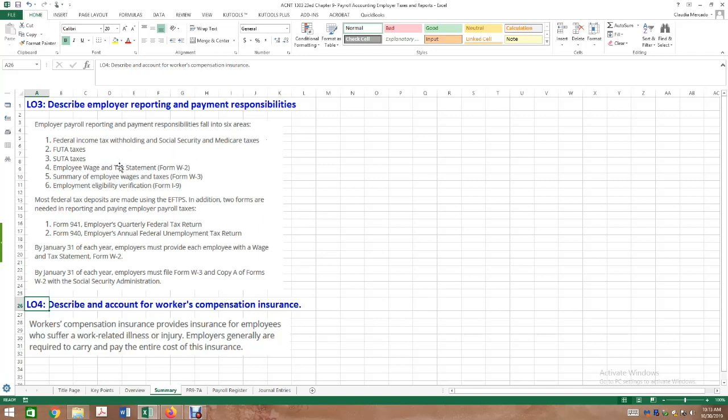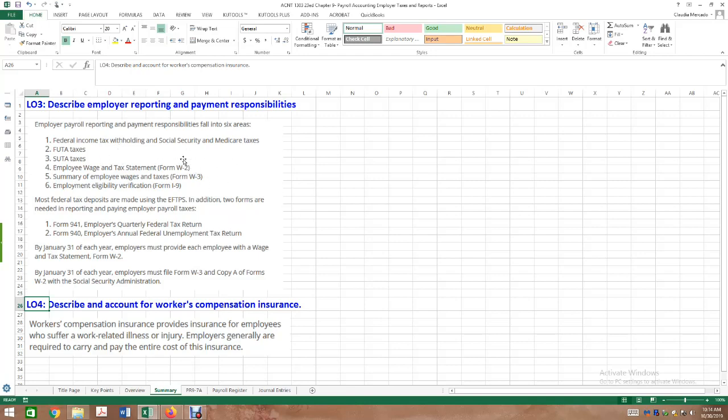The first being your federal income tax withholding and your Social Security and Medicare taxes. We also have your FUTA taxes, your SUTA taxes. Then you have to file your employee wage and tax statement. This is Form W-2. This is what is issued out to all employees at the end of the year, and this is what they use to do their income tax. So there's specific deadlines that need to be met.